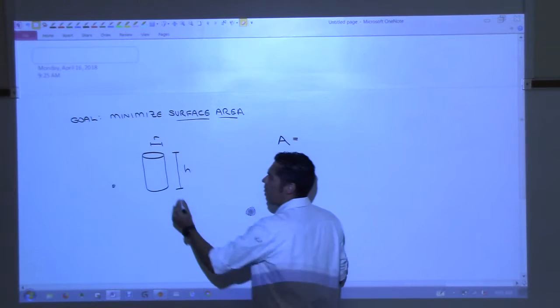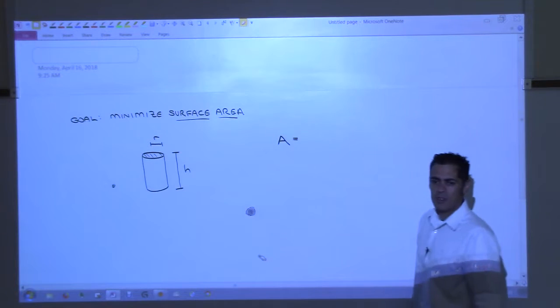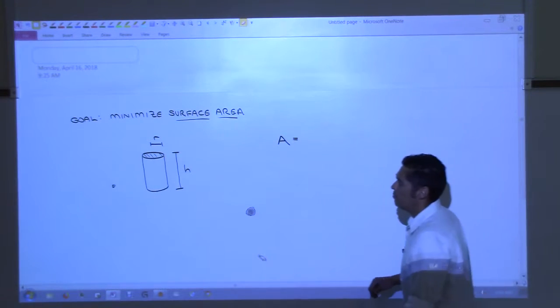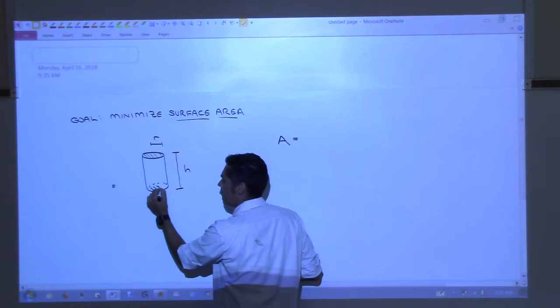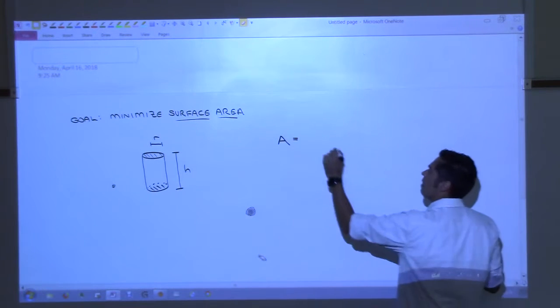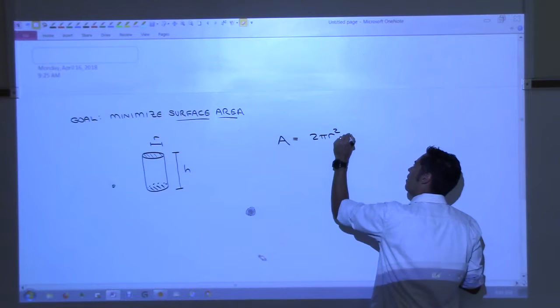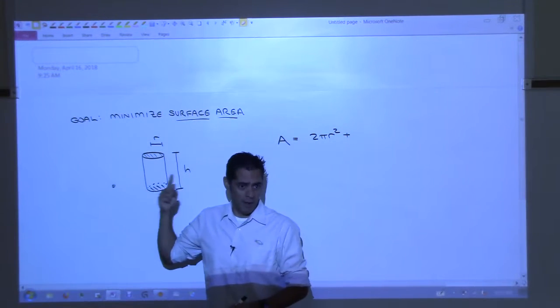What's the area of the top of the can? What's the area of the top of that can? Pi r squared, right? And we have the bottom of the can also, right? So the bottom side, we have pi r squared again. So we have 2 pi r squared, right? Let's go ahead and write that down. 2 pi r squared plus the actual outside of the can, right?